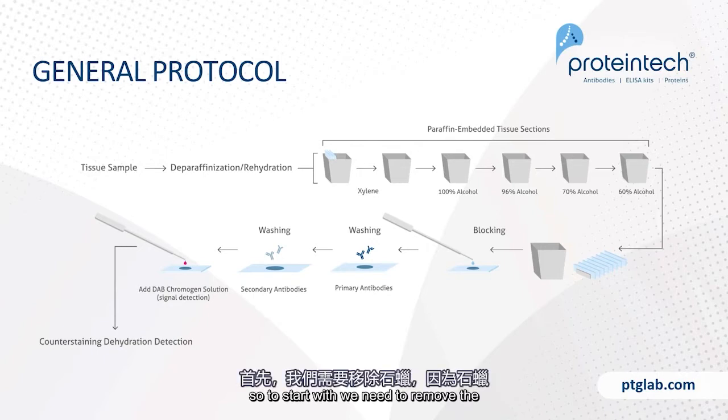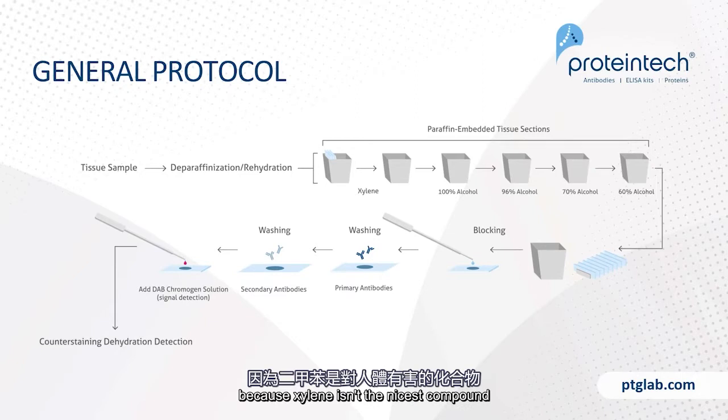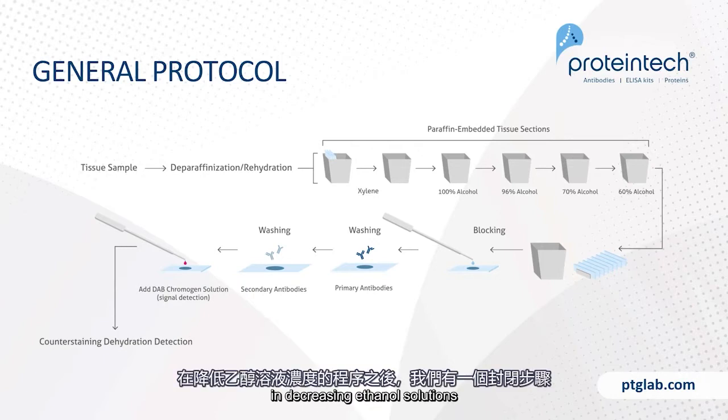So, to start with, we need to remove the paraffin, because paraffin is a hydrophobic compound, and this will obviously stop any staining if it remains on the tissue. To do that, we use xylene. You can also now get xylene-free solutions that help do this as well, because xylene isn't the nicest compound. And following xylene, you then have to rehydrate your slides in decreasing ethanol solutions.